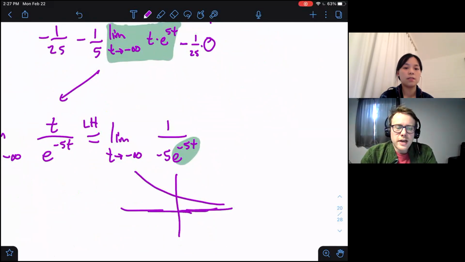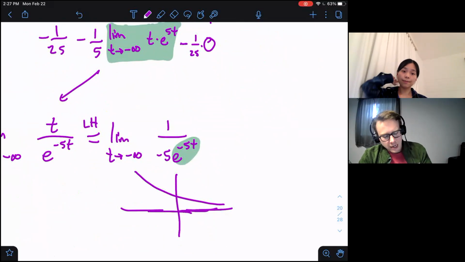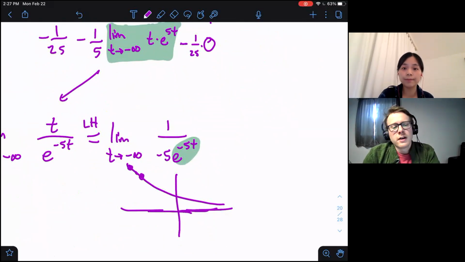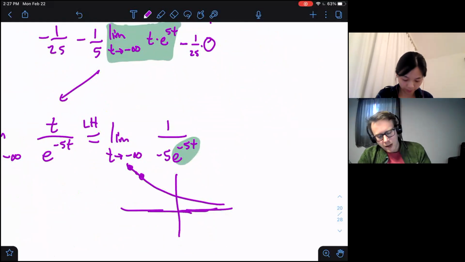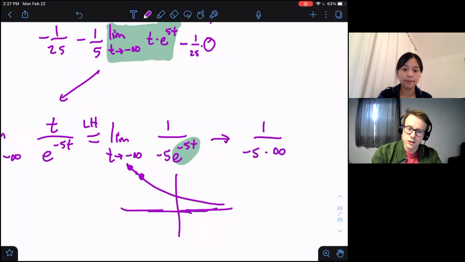So that is e to the negative 5t. If I was to plug in a very, very negative number, something like negative 1,000,000 or negative 1,000,000,000, you can see that this is going to become astronomically large. And so we end up with something that's 1 divided by -5 times something very, very large, and in fact, very, very positive here. So again, think about a billion or a trillion or something like this.